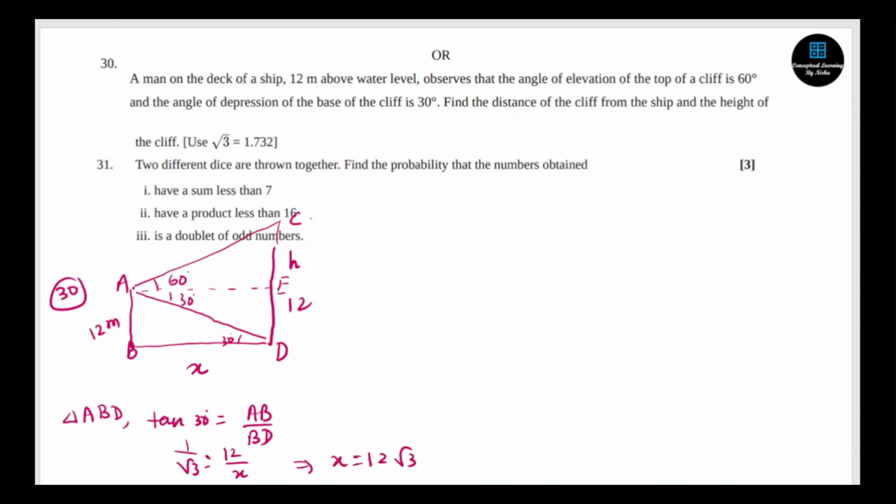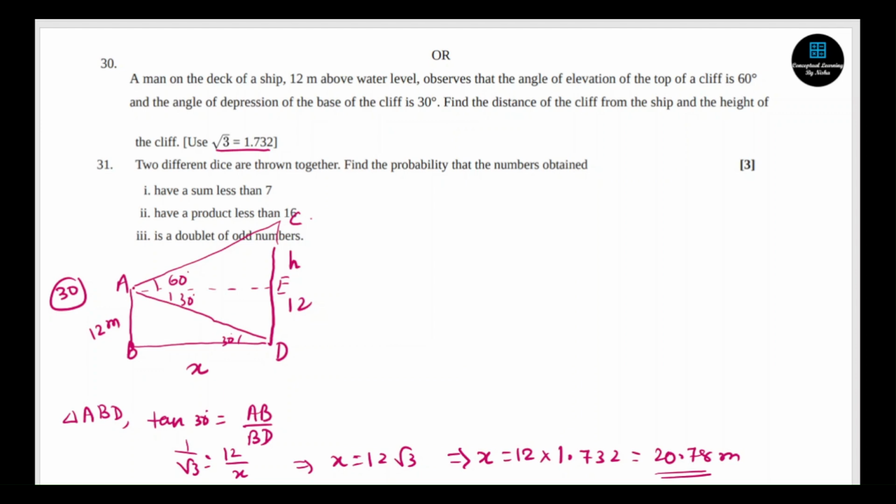And if you substitute the value of root 3 as 1.732, you have to do that because it is given to us. So x equals 12 into 1.732, that gives me 20.78 meter approximately. So I get this distance of the ship from the cliff.